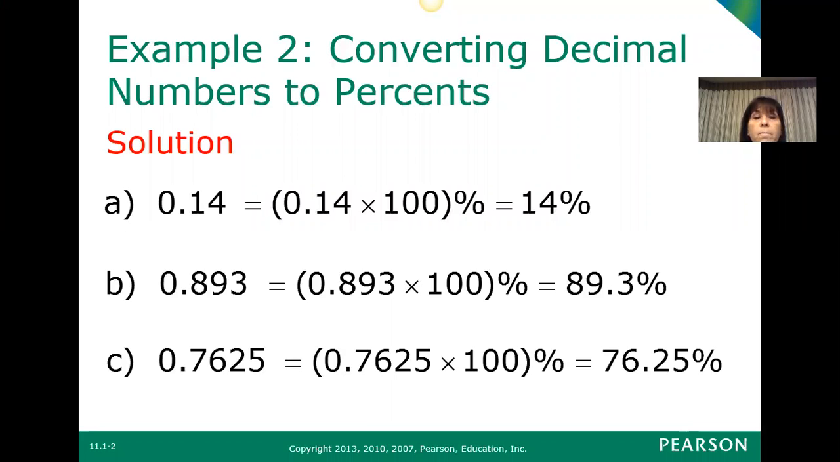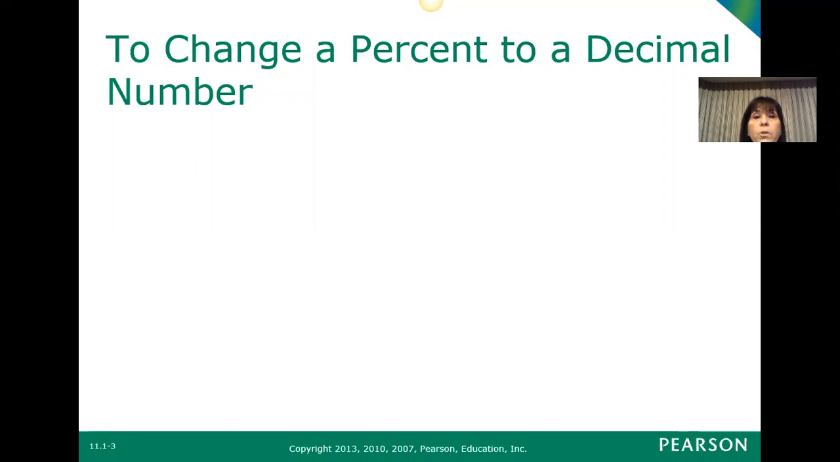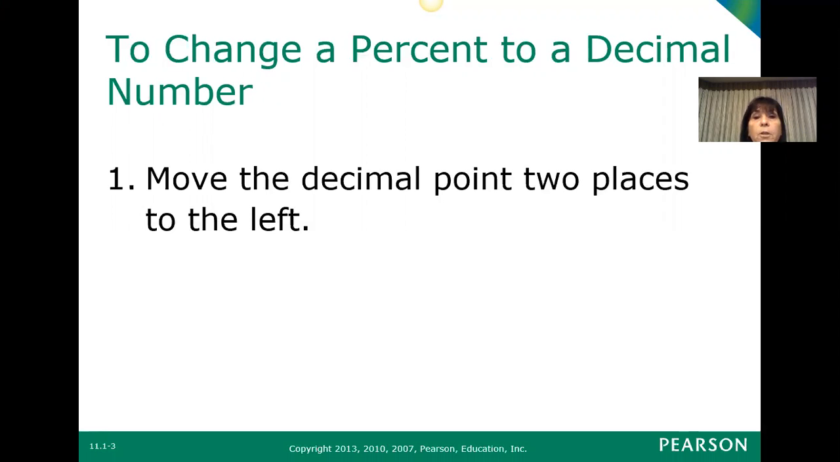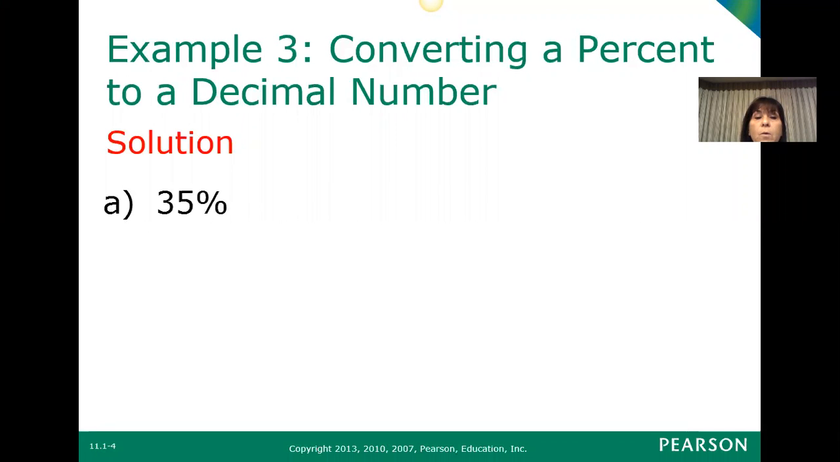If we go in the reverse to change a percent to a decimal, we will have to do the opposite, and we will divide by 100, and that will mean I will move the decimal point 2 places to the left. So I will move it 2 places to the left and take the percent sign away. So for the first one, again, dividing it by 100, it will move the decimal point 2 places to the left, so 35% will become 0.35, and again, we remove the percent sign.